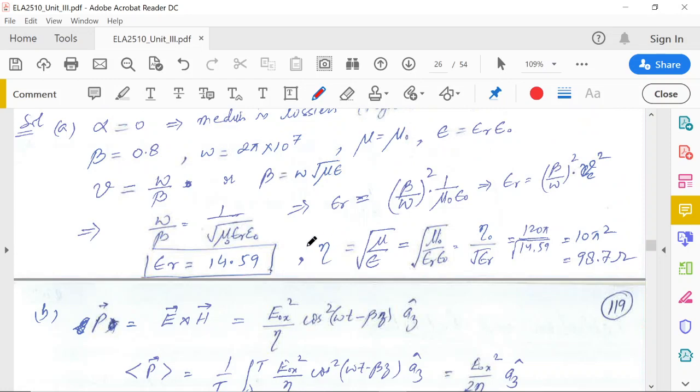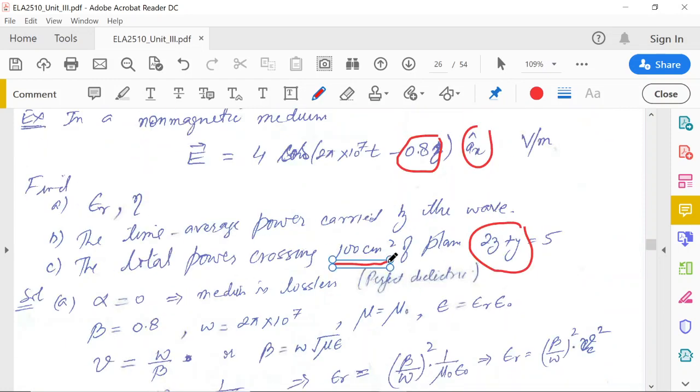Crossing, and we have to limit this here to the 100 square centimeters. The plane is infinite, but we have to limit it to 100 square centimeters of its area.